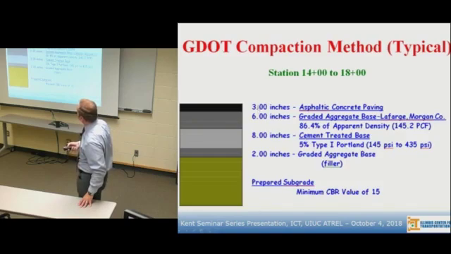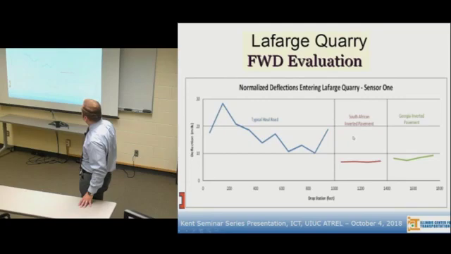Here is a typical cross-section of the compaction method. According to Georgia DOT, they used 3 inches of asphalt, 6 inches of aggregate base, 8 inches of cement treated, and there is an interlayer of 2 inches of graded aggregate base filler and prepared subgrade. And they did both, as I said, the slushing technique with the South African inverted pavement design, and this is the Georgia inverted pavement design that didn't have the slushing. This is compared to the conventional pavements of the typical whole road of the quarry road.